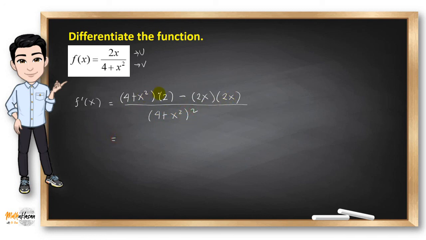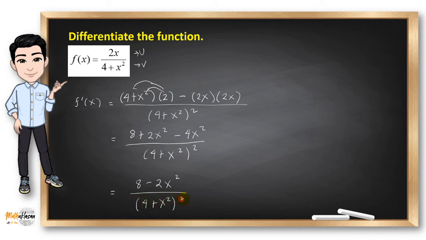Then, all we need to do is to simplify these terms. So, ito, didistribute natin dito. So, we'll have 8 plus 2x squared. Then, ito, negative 2x times 2x. The answer is minus 4x squared. Then, we have 4 plus x squared squared. At syempre, ito ay like terms, yung 2x squared tsaka 4x squared. So, 2x squared minus 4x squared is minus 2x squared. And this is all over 4 plus x squared squared.